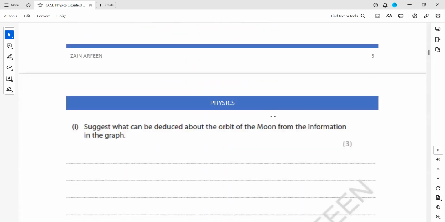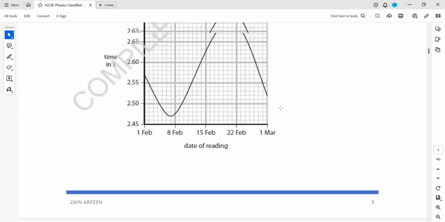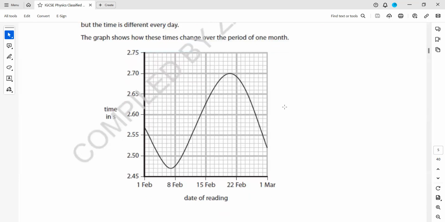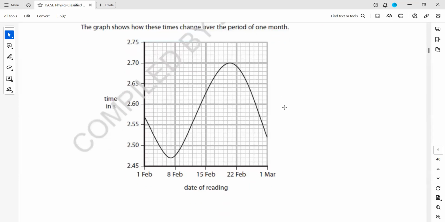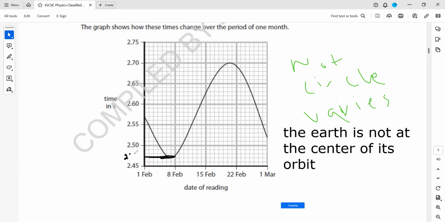What can be deduced about the orbit of the moon from the information in the graph? First, what can you deduce? Some days the light from the moon is coming back in a short time compared to other days. So it's not a circle, that's right. How do you conclude, for 1 mark: it's not circular, and the reason is that you will quote the values. You will say, on the 8th, it took 2.47 seconds.